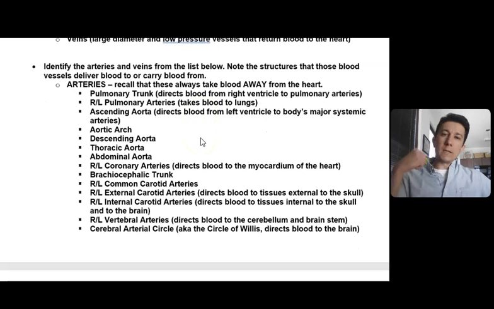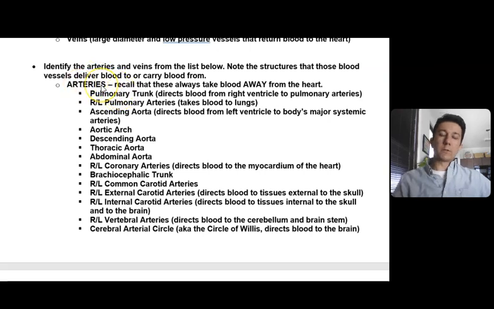I've kind of simplified the specific list of arteries and veins that I would like you to identify on the diagrams. There's plenty of practice questions on these in the Lab 3 lab report for identifying specific arteries and veins in the body.